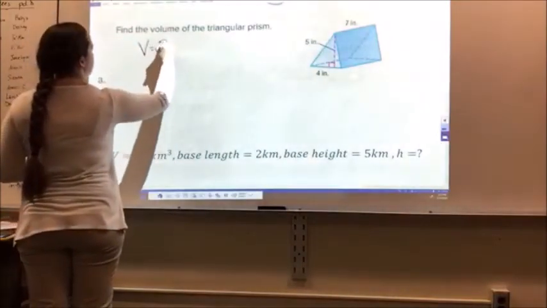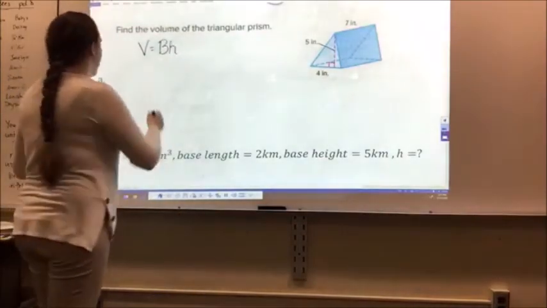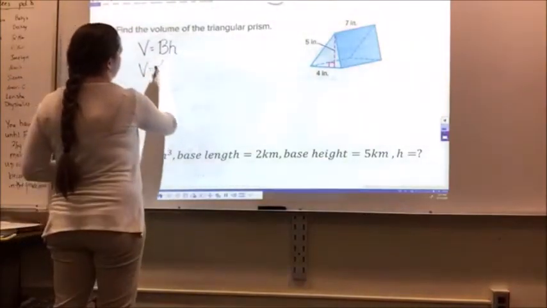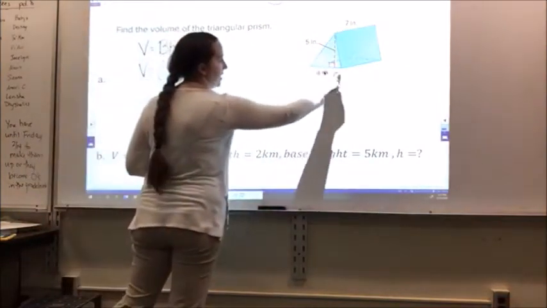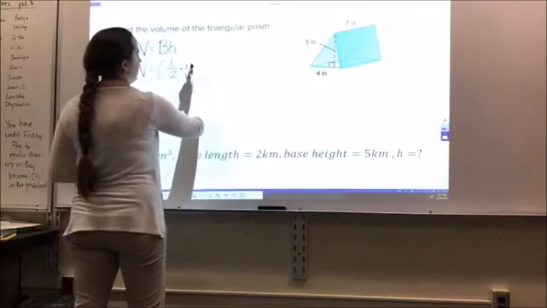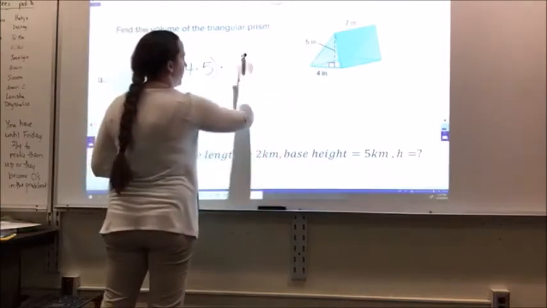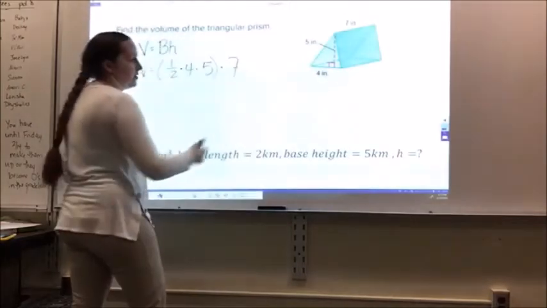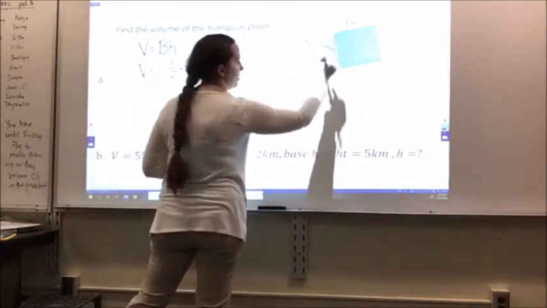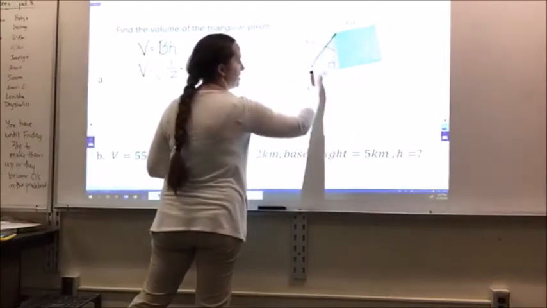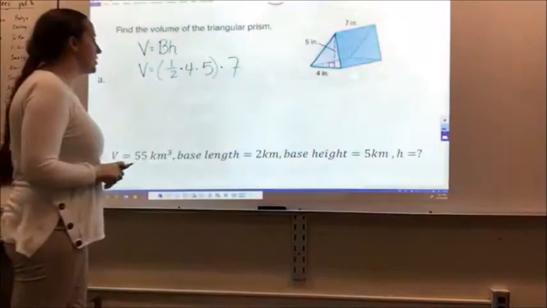V equals B times H. So I need to do 1/2 times my little base, which is 4, times my height, which is 5, times my big height, which is 7. So 4 and 5, because that's the triangle right there, that's the big B base of my triangular prism.